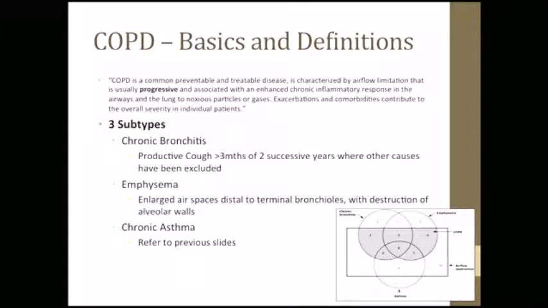There are three main subtypes to COPD. There's chronic bronchitis, emphysema, and chronic asthma. In chronic bronchitis, you must have a productive cough for more than 3 months for 2 consecutive years. And emphysema is a pathological, histological kind of diagnosis, you must have enlarged air spaces, although you might be able to see this on CT as well. If you look at the Venn diagram that I provided at the bottom, you can see how COPD is actually made up of these three diseases and how they overlap with each other as well.